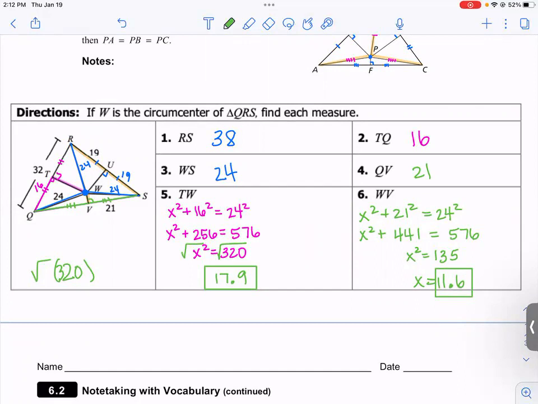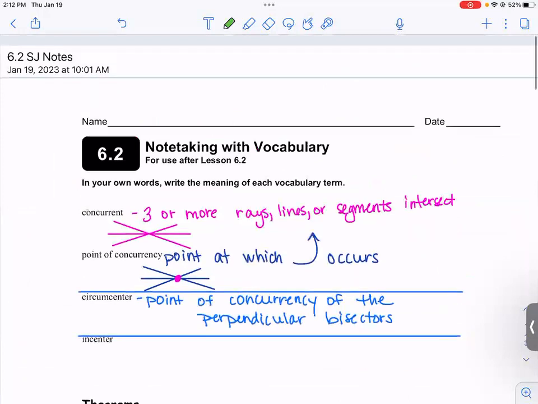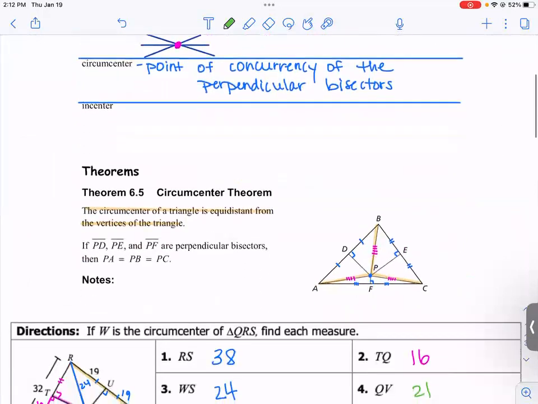Okay, now, before we go to the other side, I want to talk about the in-center. The in-center is the point of concurrency with, what do you think?